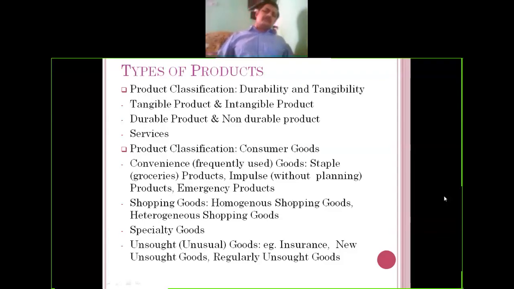Probably that has to come with a different dimension, with a different shape. Then only can it be identified in the market. That's the reality associated. Correct? So even with respect to newly unsought goods, I can take another example.